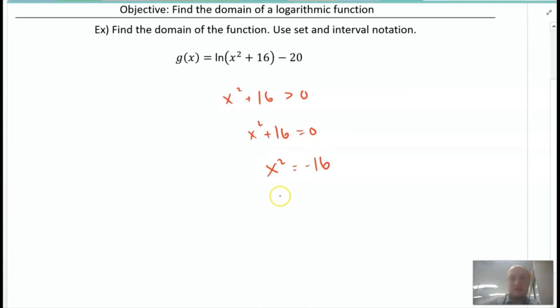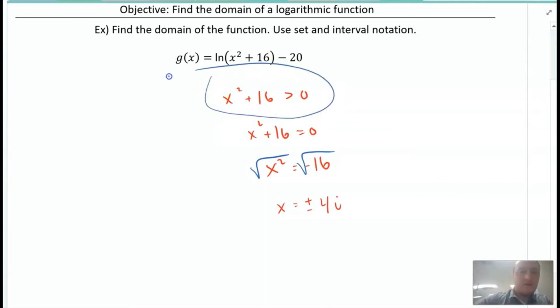Now I'm going to take the square root of both sides, and what I hope you notice is that we get plus or minus 4i when I take the square root of negative 16. What this means is that there are no critical numbers. I have no values where it is 0. Think about this expression, x squared plus 16 is greater than 0. Isn't that expression always greater than 0? If I plug in anything for x, this is always going to be positive. So positive plus a positive is positive.